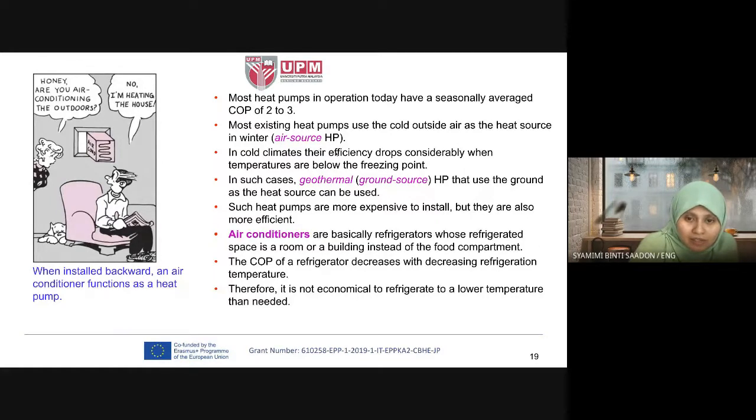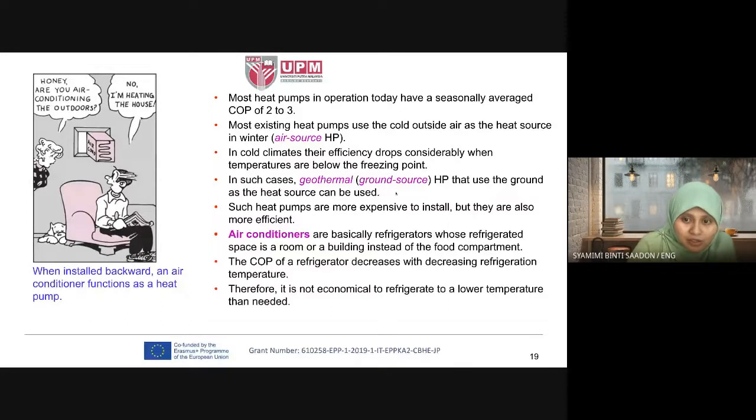In cold climates, their efficiency drops considerably when temperatures are below the freezing point. So the lower the temperature means it has to work harder. The heat pump has to work extra to supply heat to the warmer space. So sometimes the efficiency drops, because the temperature outside drops.